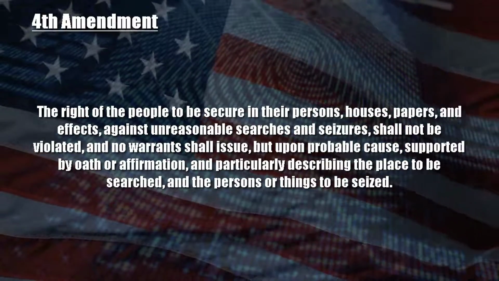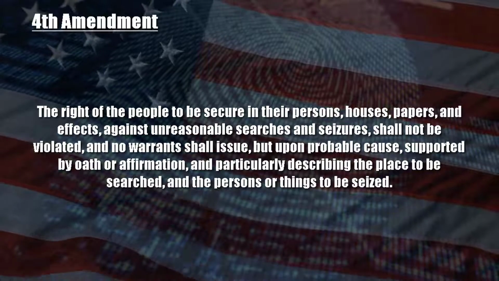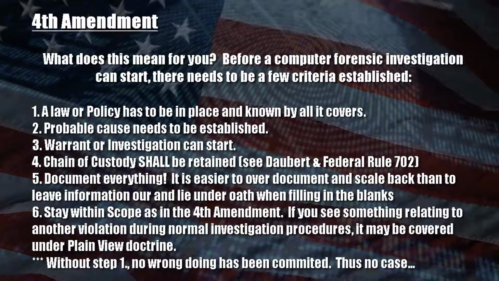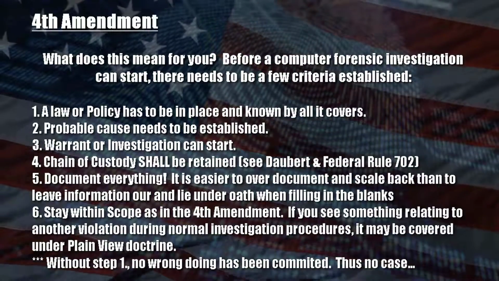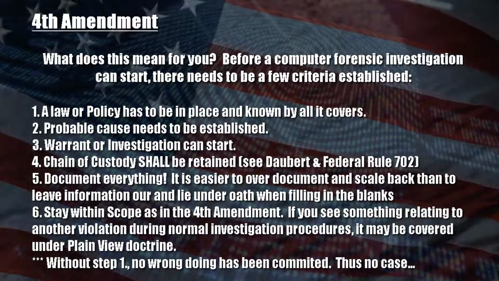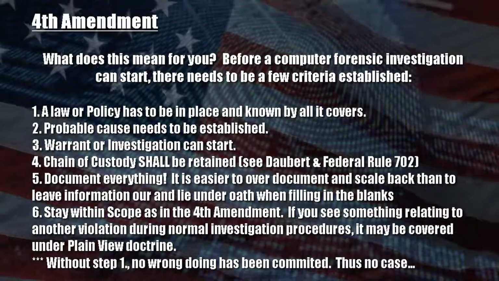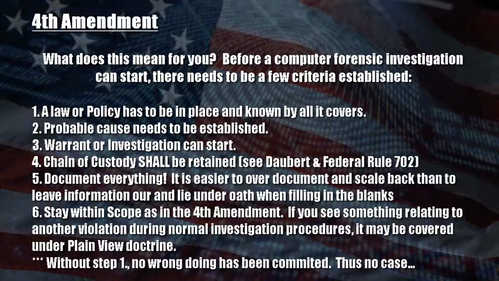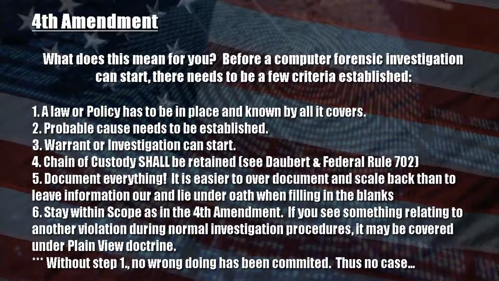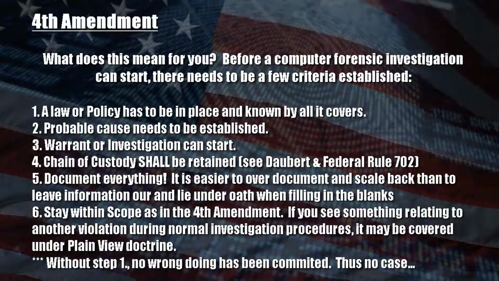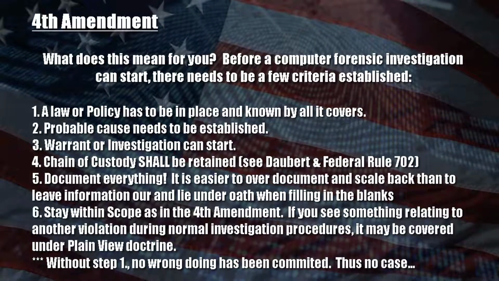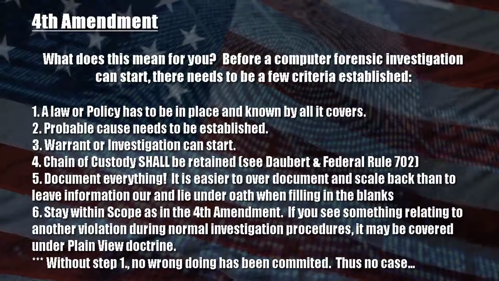What this means is that you need to have probable cause before you can start your analysis or investigation. Now, what does this mean for you? Well, a law or policy has to be in place and known by all it covers. Probable cause needs to be established, and the investigation can start after that point. A chain of custody shall be retained against the Daubert, Frye, or the Federal Rules of Law. Document everything and stay within the scope of the investigation. Without step one, there's been no wrongdoing, no policy violation, or law being broken, so therefore there's no case or no reason to do the investigation.